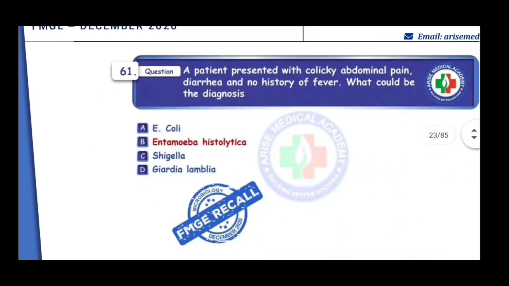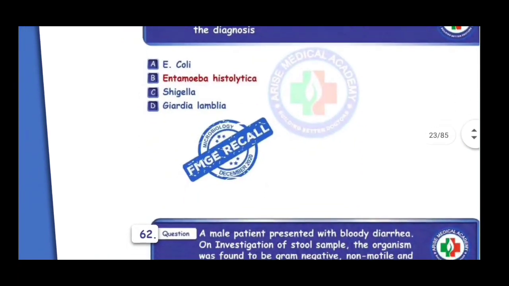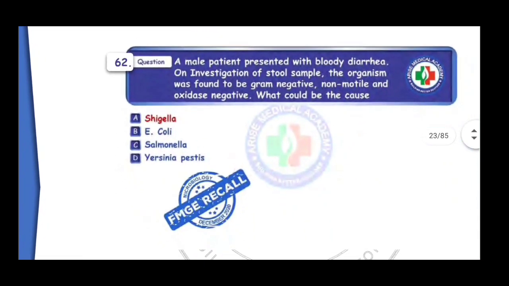A patient presented with colic, abdominal pain, diarrhea and no history of fever. What could be the diagnosis? Entamoeba histolytica.